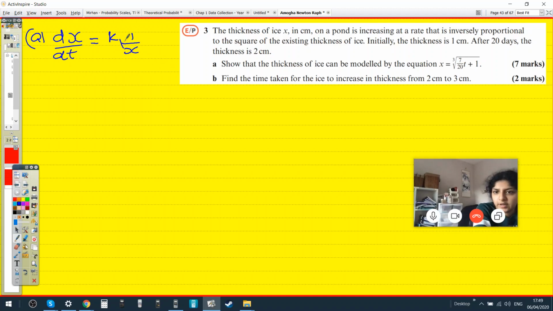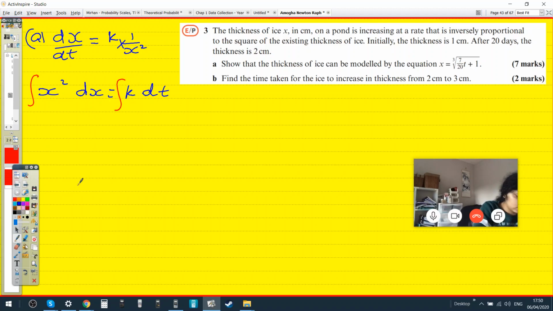Wouldn't it be 1 over x squared? It says the square. Yes. Square. Yes, and sorry. So if it's proportional to it, then it's equal to k times it. I just assumed that way. Then you have to separate the variables. So x squared dx is equal to k dt. And integrate both sides.